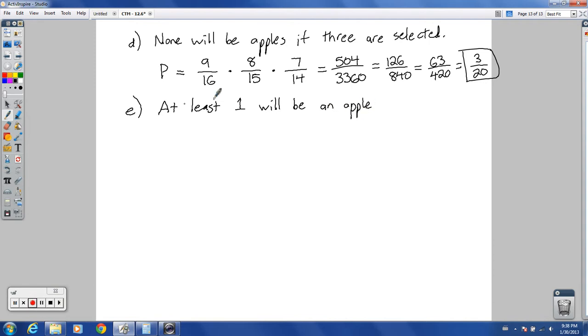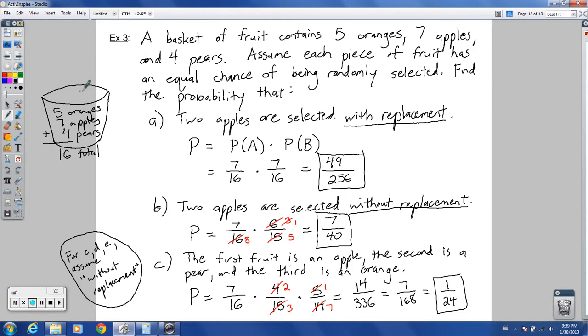Okay, so let's say part E is this. At least one will be an apple if 3 are selected. So at least one. If you go back to this, think of your picture. Okay, at least one picked. Well, I could pick 1 apple out of my 3 picks, or I could pick 2 apples out of my 3 picks, or all 3 of them could be apples.